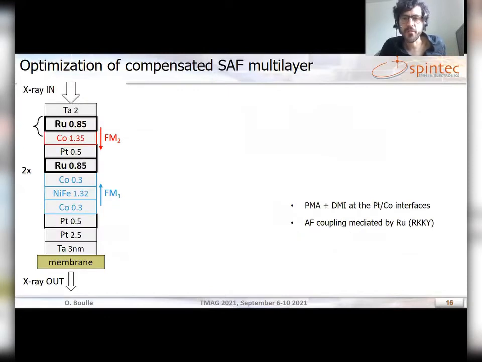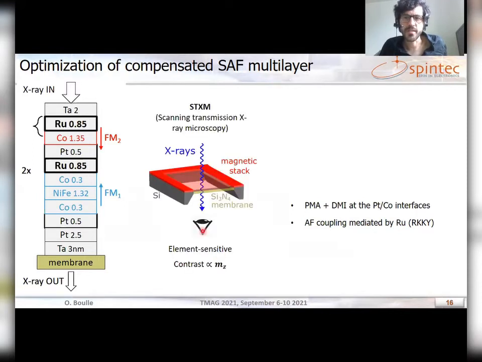To observe skyrmions in SAF, the first step was to optimize the magnetic stack. The stack we have considered was composed of a sputtered platinum, cobalt, nickel, iron, cobalt layer, which was antiferromagnetically coupled to a platinum cobalt layer through a thin ruthenium layer to achieve RKKY antiferromagnetic coupling. As you can see, we use different materials for the ferromagnetic layers, which allows the direct observation of the skyrmions in the different antiferromagnetically coupled layers using scanning transmission X-ray microscopy by tuning the energy of the X-ray beam.